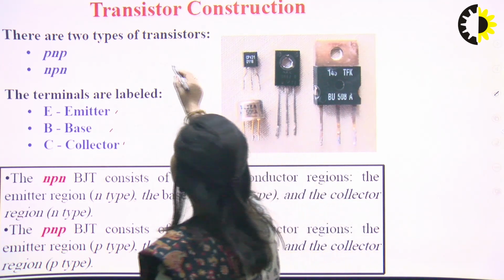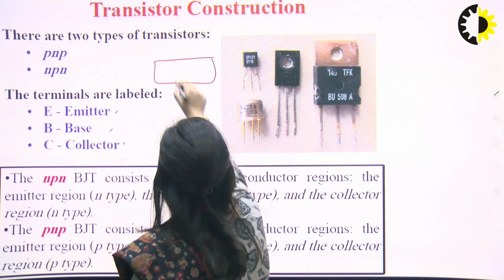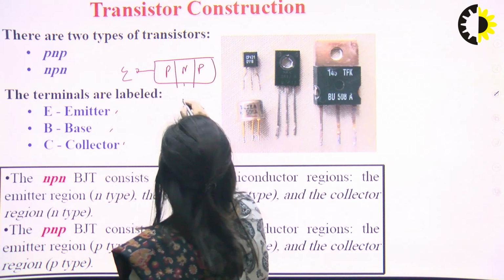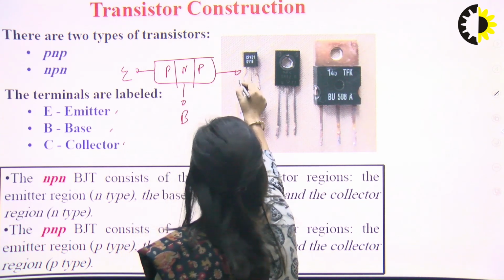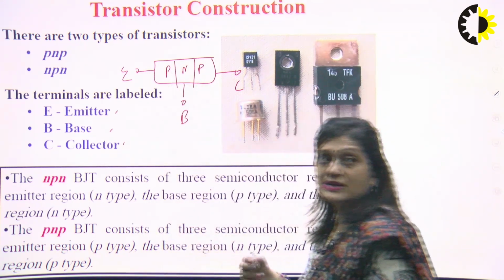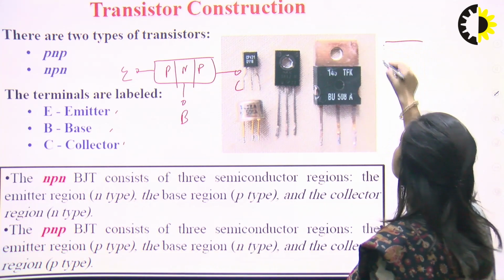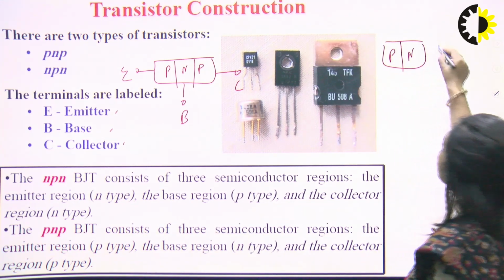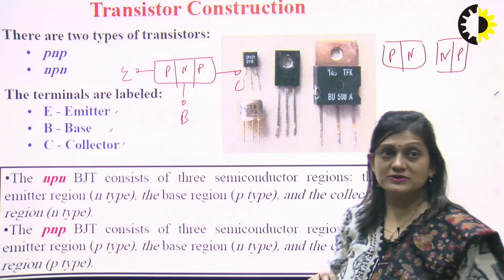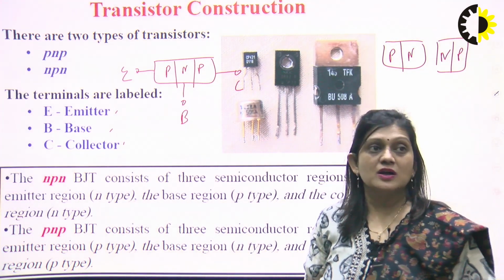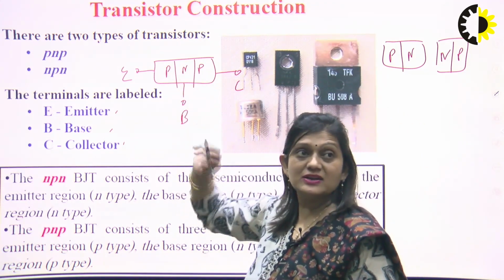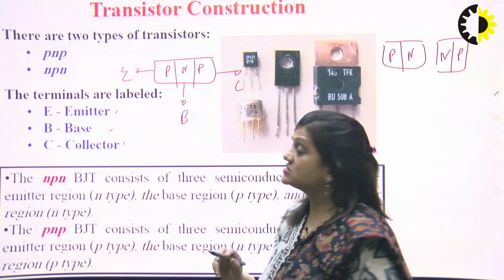Like if we have a PNP transistor, this is P, N and P. So, this P is our emitter, this N is our base, and this P is our collector. If we connect two diodes back to back, like this P and N is one diode, and another diode is N and P, and we connect these two diodes, then it will not make a transistor, because in a transistor the construction is different. Emitter construction is different, collector construction is different, and base construction is different.